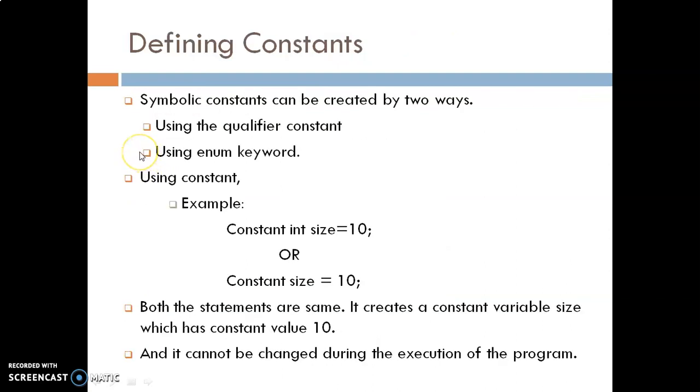Constants are there. There are two categories of constants. One is the qualifier constant, and using the enum keyword you can also define a symbolic constant. These are two examples: const int size = 10 or const size = 10. Both statements are the same. They create a constant variable size which has the constant value 10. So both statements are synonyms and have the value 10. Whenever we talk about a constant, it means it cannot be changed during the execution of the program.